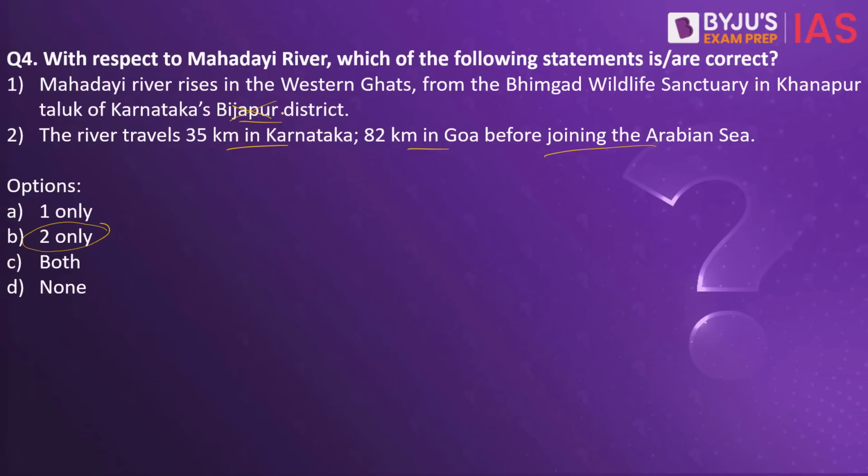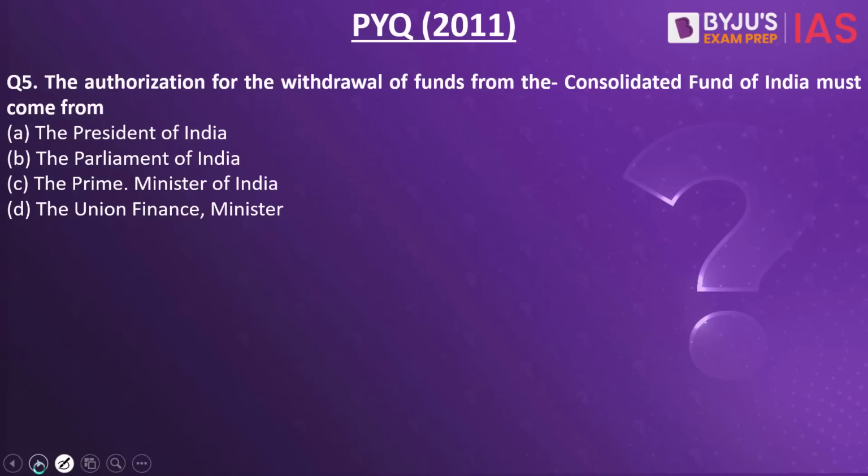Mandovi and Zuari are the two major rivers in the state of Goa, and when it comes to the Mahadayi River, there are states which are fighting for it. There is a dispute between two states. Which are these two states which have a dispute with respect to the Mahadayi River is what you have to put in the comment section. Now let's look into the next practice question.